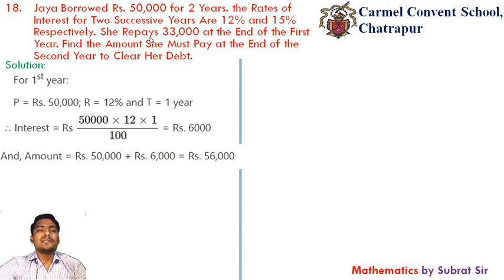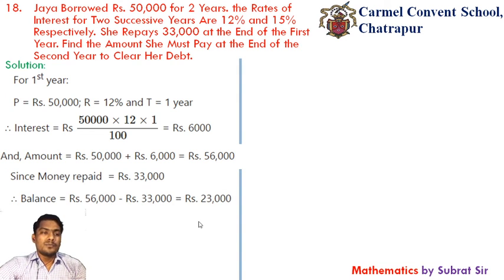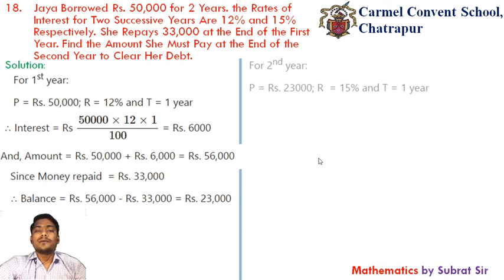So according to the question, she repays 33,000 at the end of the first year. Then this amount should be deducted from the amount of the first year. So the balance will be 56,000 minus 33,000, which is 23,000. So this should be our principal for the second year. Okay, let us calculate. For the second year the principal should be 23,000, the rate of interest should be 15%, and the time period is 1 year only.